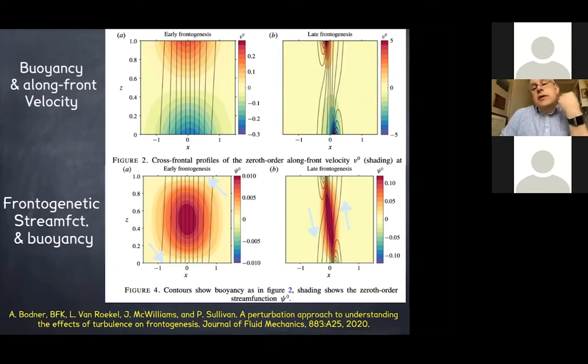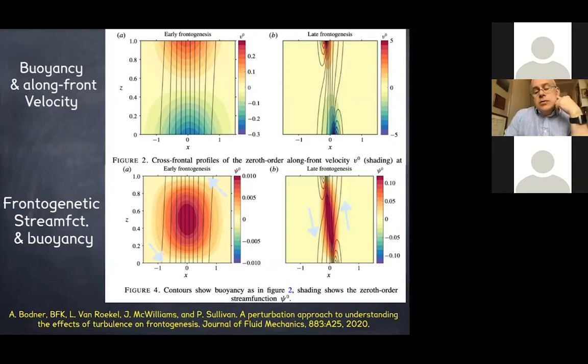So frontogenesis is essentially the effect of this overturning circulation enhancing the strength of the front, even beyond what the external straining by the eddy field would provide. And this tends to happen whenever you have a geostrophic front of sufficient strength, that it will have this secondary circulation. The secondary circulation could be frontogenetic, as it is in this setup, or it could be frontolytic and go the other way. That's part of the game.